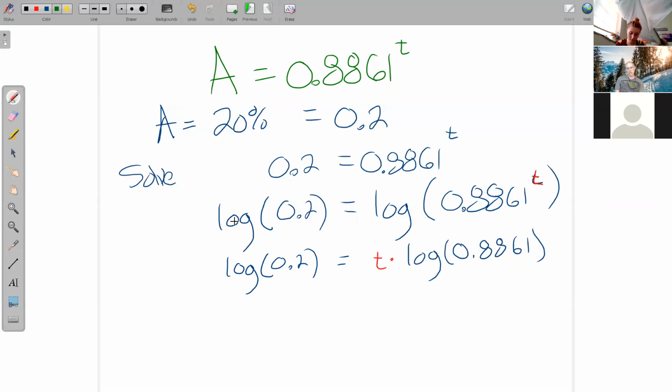So again, first step is I take the log of each side. Second step is I bring the power down. Once the power is down, I can get rid of this multiplication by dividing by this log right here. And I have to do that on both sides.